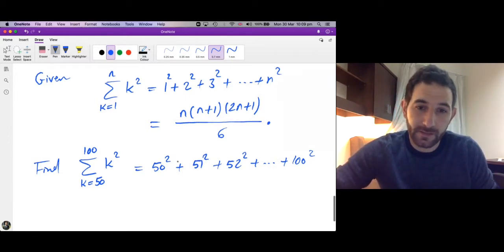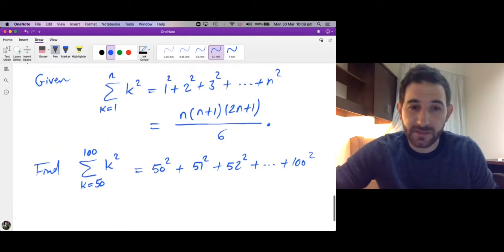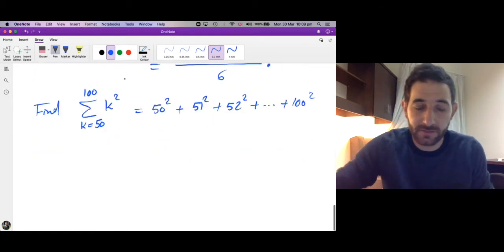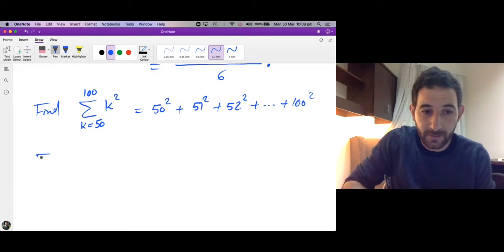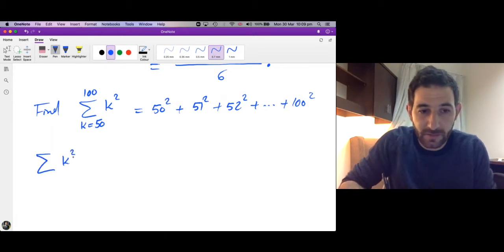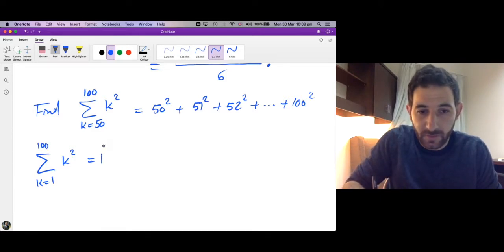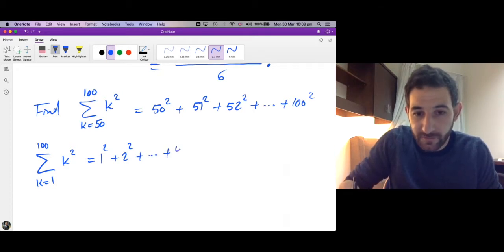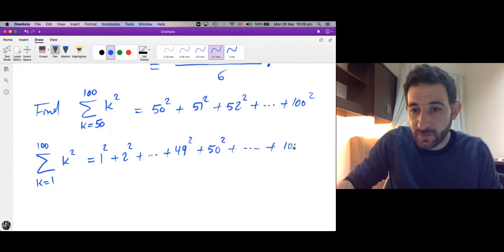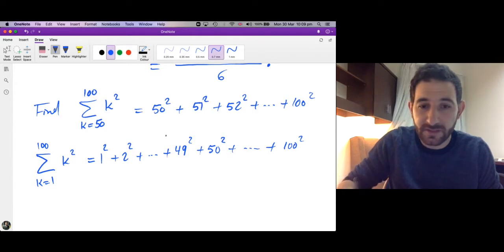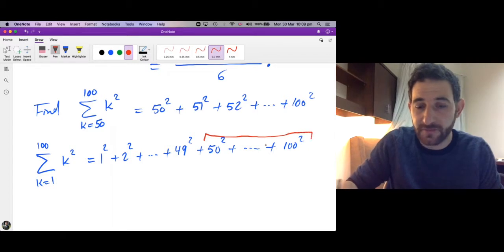And the idea here, okay, let's see what is the summation from 1 to 100. So notice that the summation of k squared, where k ranges from 1 to 100, is 1 squared plus 2 squared plus, let's see, plus 49 squared plus 50 squared plus up to 100 squared. So notice what we want is this one. We want the sum of these terms from 50 to 100.